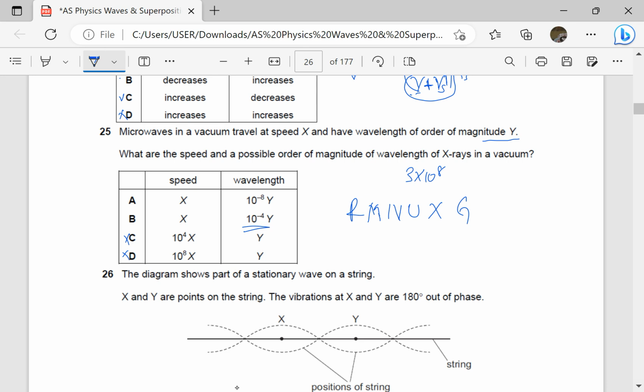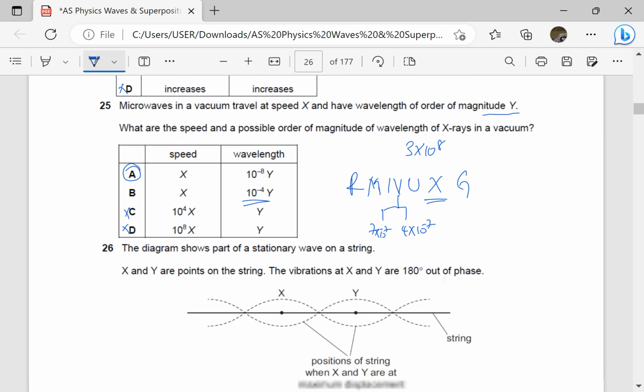So when microwaves have a wavelength of order of magnitude y, then when you look at this part here, this is 7 times 10 power negative 7 for red, and 4 times 10 power negative 7 for violet. Then X-rays are on the other side. So the order must be increasing, so this should be a more negative power rather than 10 power negative 4. So this means the answer is going to be 10 power negative 8 times the order of y.